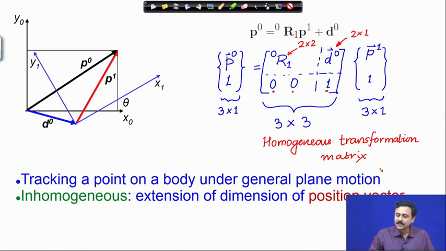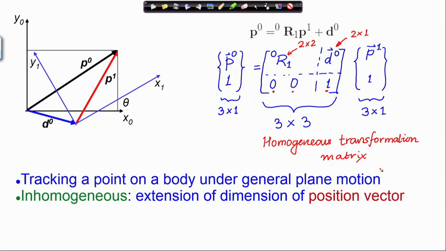So, what it achieves is that in an enlarged space, I have only a multiplicative matrix which takes P 1 to P 0. Of course, you must remember that when I say P 1 in this enlarged space, it is P 1 and 1, and when I say P 0, it is P 0 and 1. 1 is an extra factor which I need not worry about. That 1 remains 1 under this transformation, as you can very easily check.